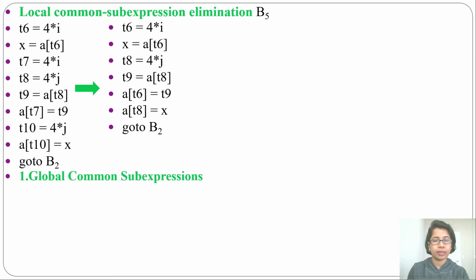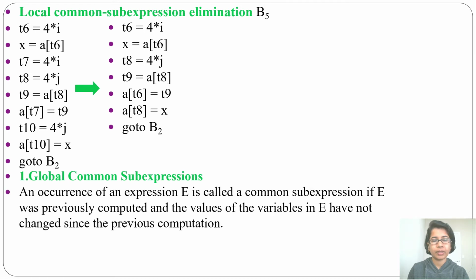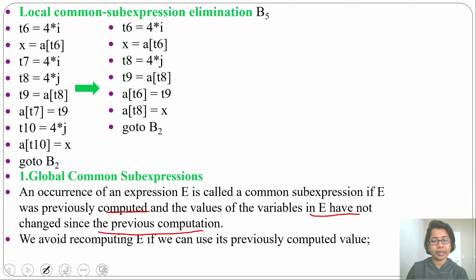Let's discuss global common sub-expression elimination. What is global common sub-expression? An occurrence of an expression E is called a common sub-expression if E was previously computed and the value of the variable E has not changed since the previous computation. It means if it is already computed and the value is not changed till now, then we'll say it is a common sub-expression. And we can avoid recomputing E if we can use the previously computed value. Here you can see 4 multiplication I was previously computed, so rather than recomputing, we can use this.